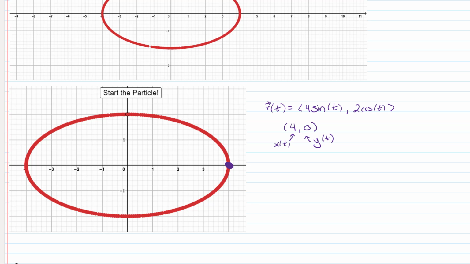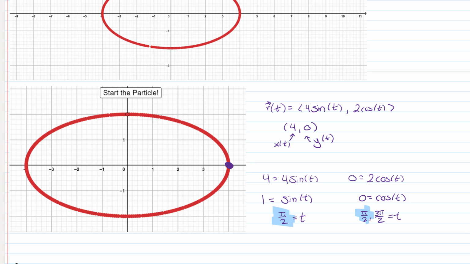So then I'm going to go 4 is equal to 4 sine of t, and 0 is equal to 2 cosine of t. So then 1 is equal to sine, and 0 is equal to cosine. So here t is pi over 2, and here t is pi over 2 and 3 pi over 2. Because they both have a pi over 2, that's the t value that I'm going to use.